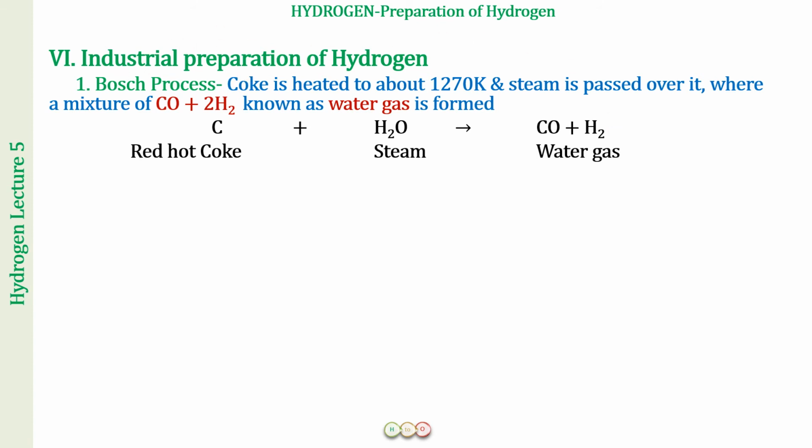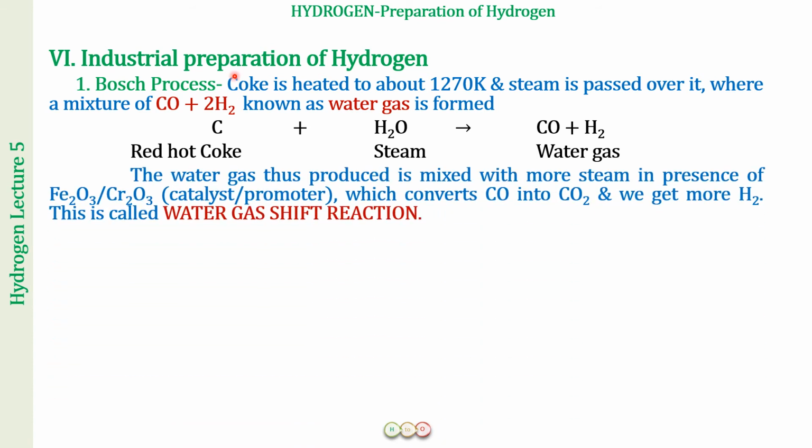So what we do is mix this water gas with more steam in the presence of Fe2O3, which acts as a catalyst, and Cr2O3, which acts as a promoter. This converts carbon monoxide into carbon dioxide and we get more hydrogen, and this is known as the water gas shift reaction. So the reaction is passing water gas through more steam in the presence of a catalyst and promoter and getting carbon dioxide and more hydrogen.